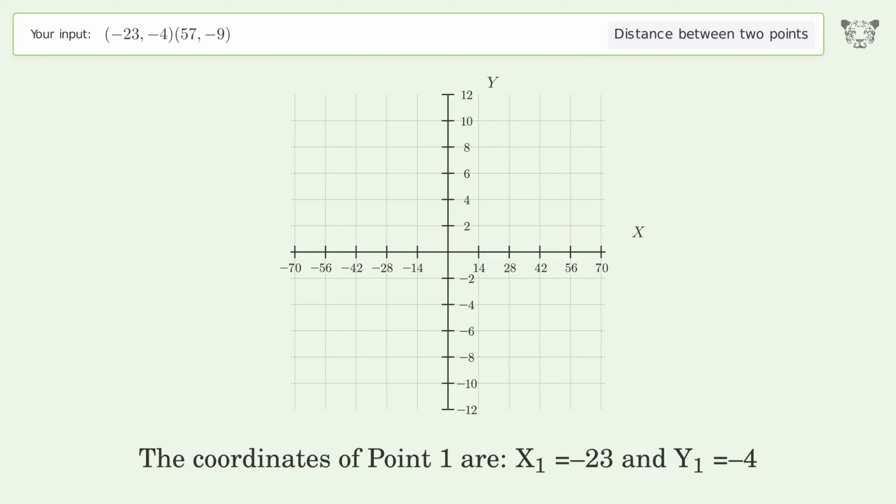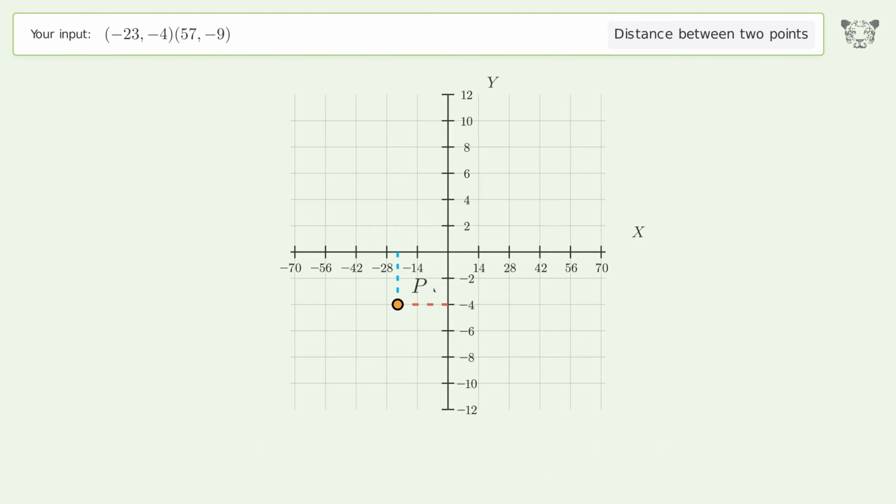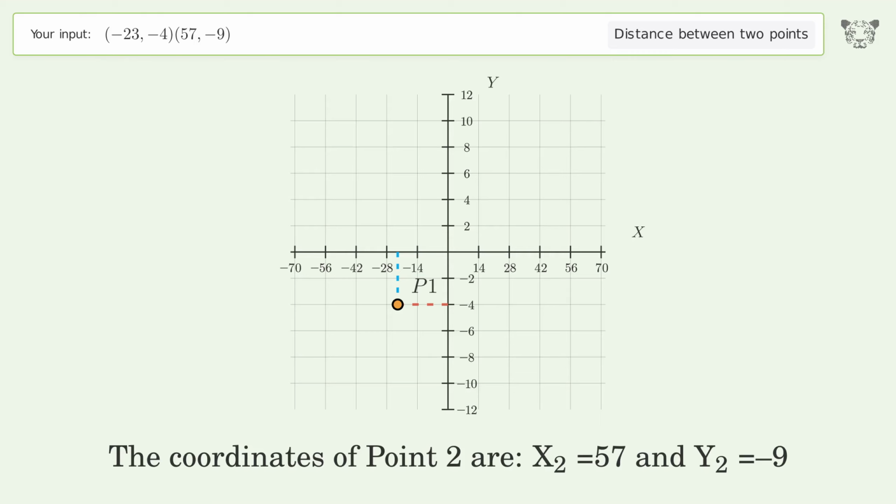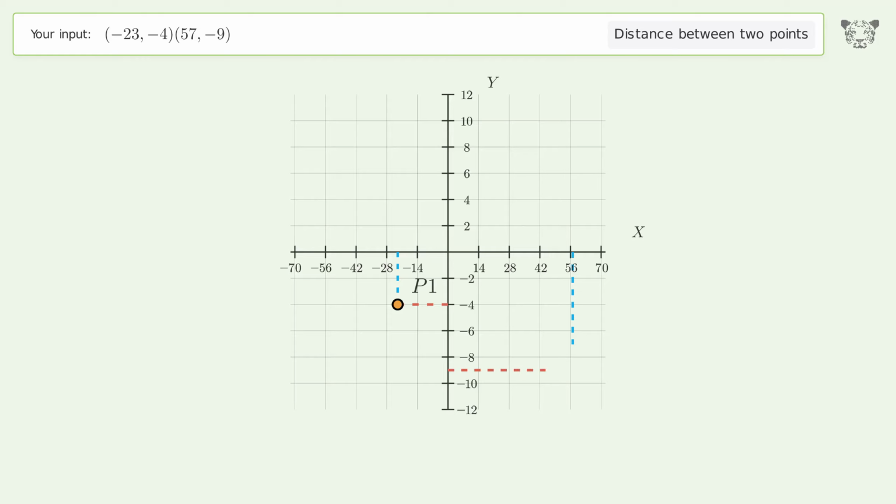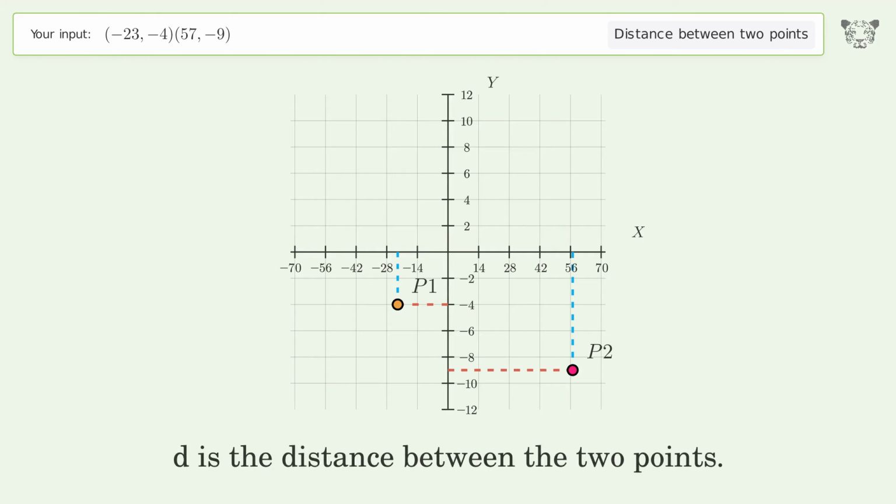The coordinates of point 1 are x1 equals -23 and y1 equals -4. The coordinates of point 2 are x2 equals 57 and y2 equals -9. D is the distance between the 2 points.